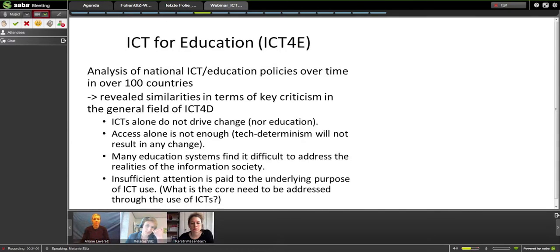For many educational systems, it is difficult to address the realities of the information society, which was also one result revealed in this study. And there's insufficient attention paid to the underlying purpose of ICT use. What is the core need to be addressed through the use of ICT? So often it is just thought ICTs in themselves might bring some improvement, or they are just used in different topics, but there is no real knowledge or strategy why ICTs are being used in that regard.